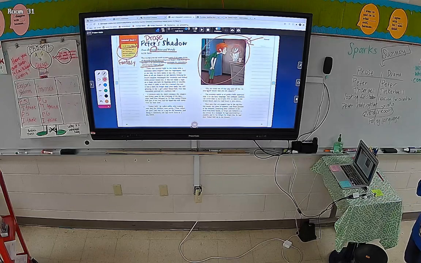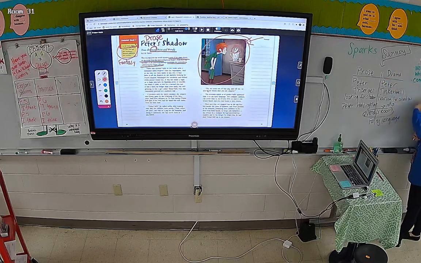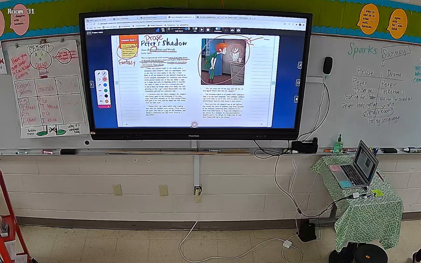When we're reading paragraph 6, we've talked so far about making connections between the prose and the drama. How are they the same and how are they different? How are they connected? Now I want us to start thinking about how we can make connections to the character. So when we're reading paragraph 6, I want you to think about how you are the same as Peter. When have you been like Peter before? So read paragraph 6 with a partner.